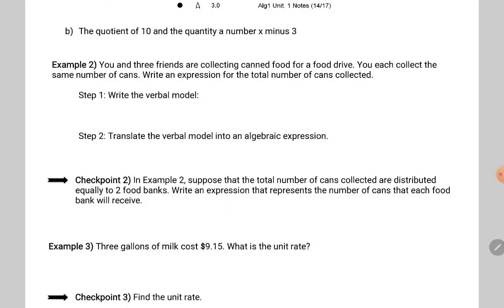Part B, the quotient. So remember, quotient is division, and the first number goes on top. And the quantity, so the second number, is on the bottom. The quantity of a number x minus 3. So it's 10 over x minus 3.